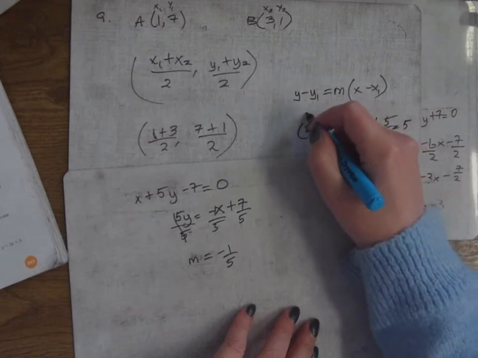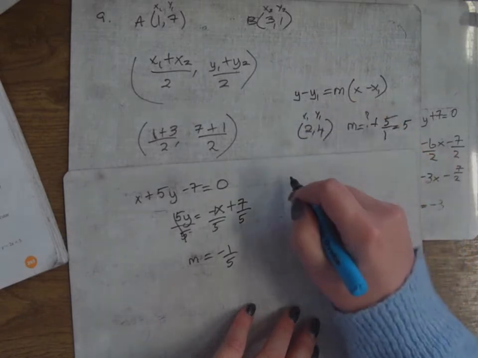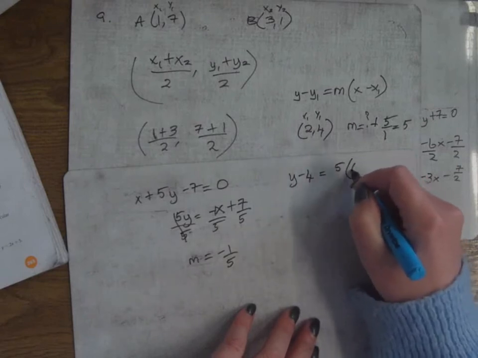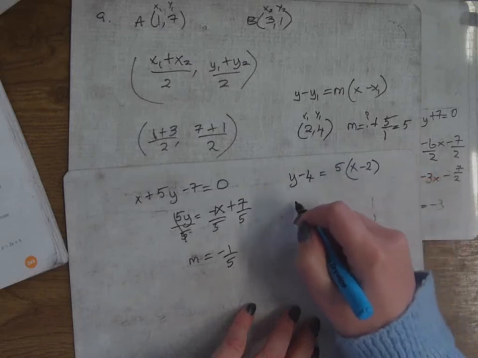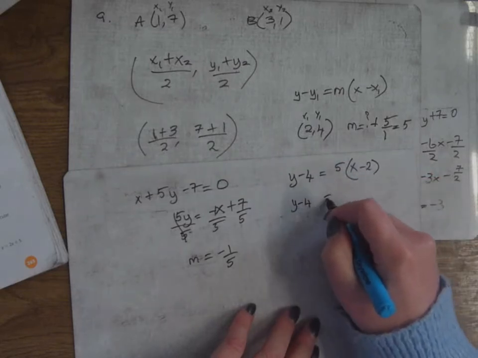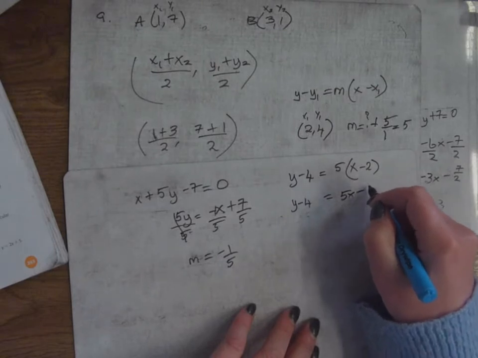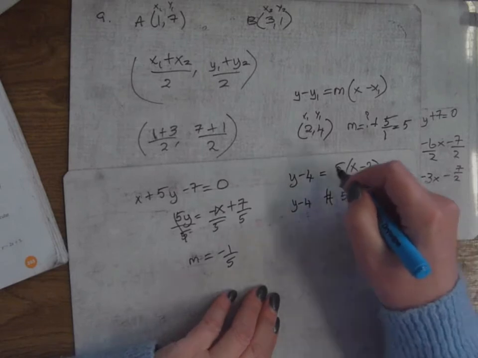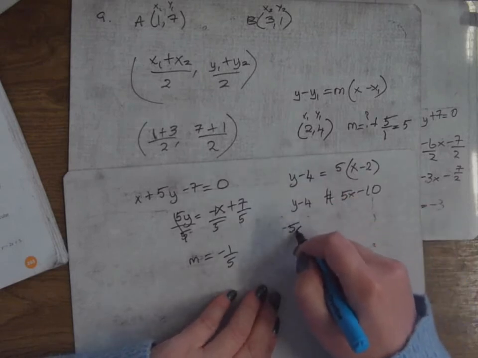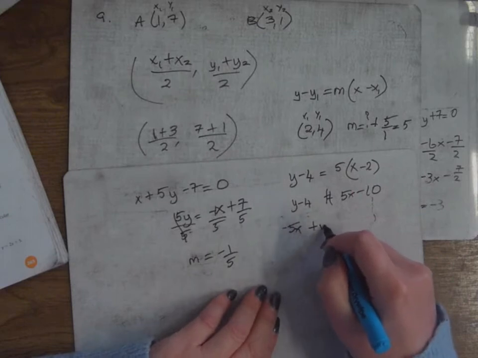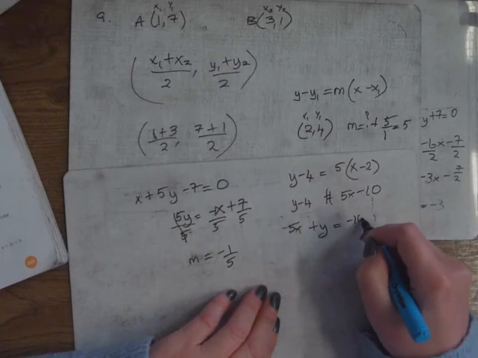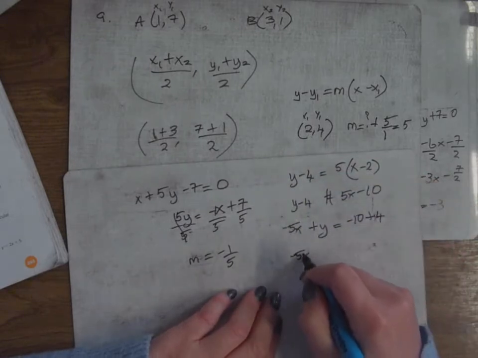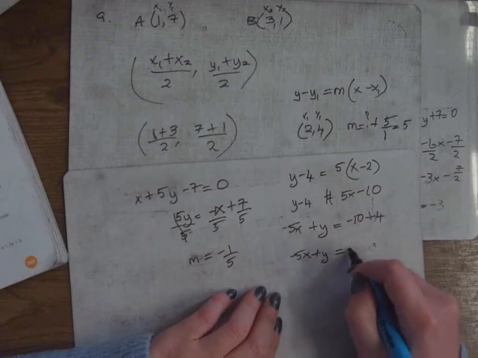So now I have my point and my slope. So x1, y1. So it's y minus 4 equals 5 into x minus 2. So that's y minus 4 equals 5x minus 10 multiplied in. Now I want xy equals number. So the 5x comes over, becomes a minus 5x. Y is here already, it stays as a y. Minus 10 is over here, and the minus 4 comes over and becomes a plus 4. Minus 5x plus y equals minus 6.